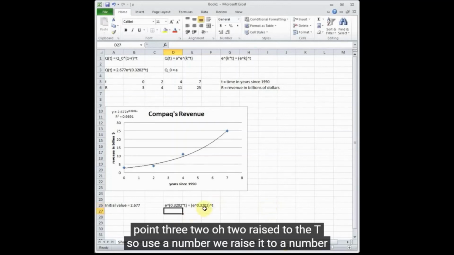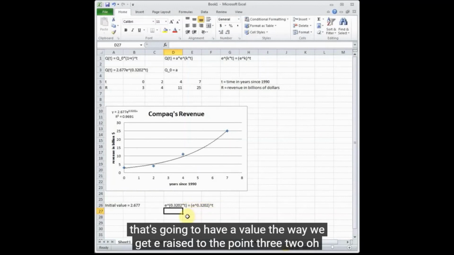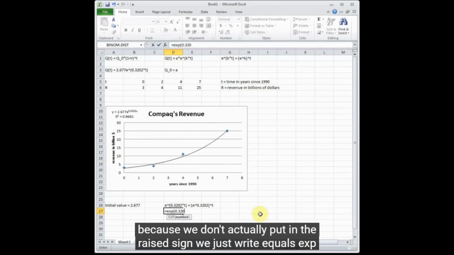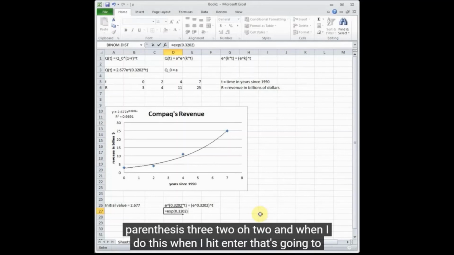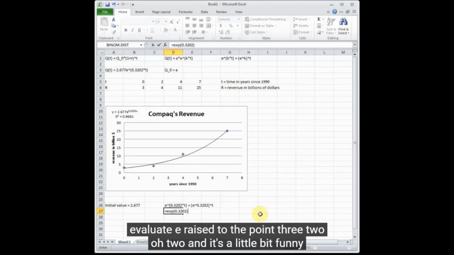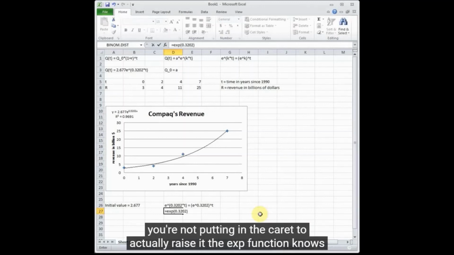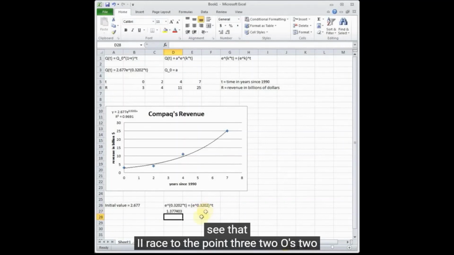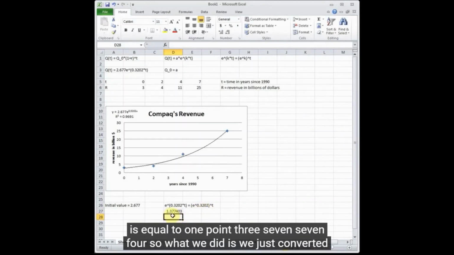So again, e is a number, we're raising it to a number. That's going to have a value. The way we get e raised to the 0.3202 in Excel is we use the exp function. And this one's a little bit funny because we don't actually put in the raised sign. We just write equals exp, parenthesis, 0.3202. And when I hit enter, that's going to evaluate e raised to the 0.3202. The exp function knows that it's e raised to that number. So that's how we put that into Excel. So we see that e raised to the 0.3202 is equal to 1.3774.